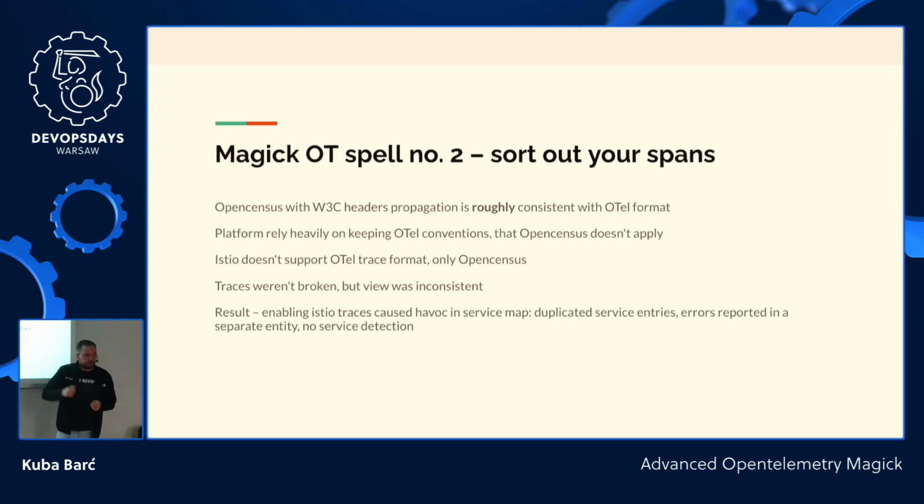Luckily, if you're using the W3C header propagation, they roughly match. They just don't really align on specific conventions. And the problem that it caused is I had a service that sometimes had errors. If the errors were reported from Istio, it would be a different entity from the service that was actually causing the errors and sending all of the spans by itself. Basically my service map was in complete disarray, with 3-4 times the entities that were there.